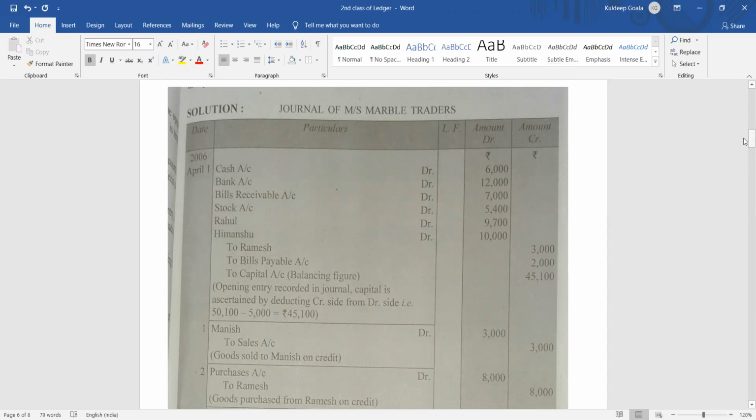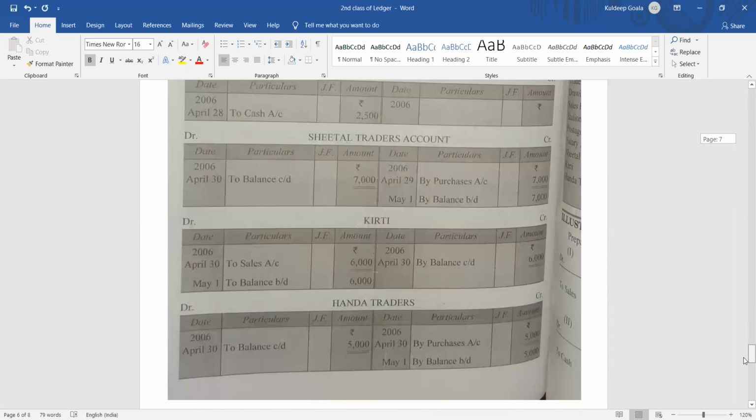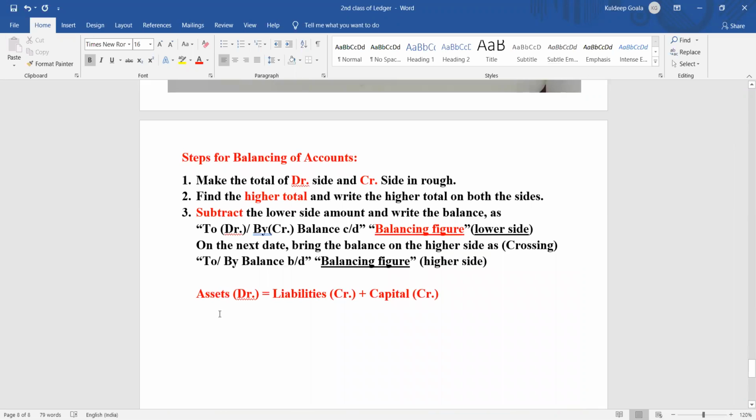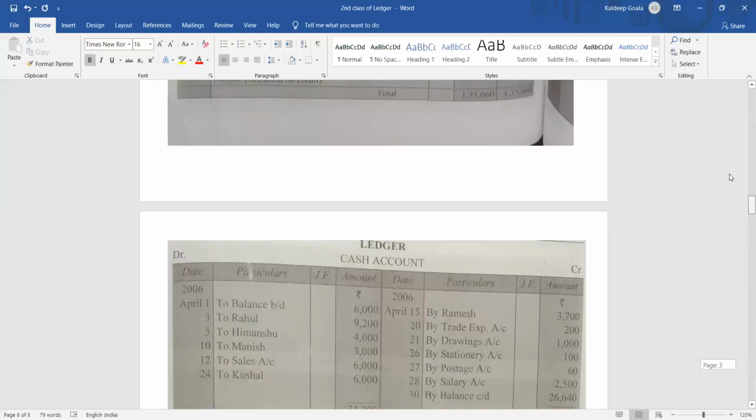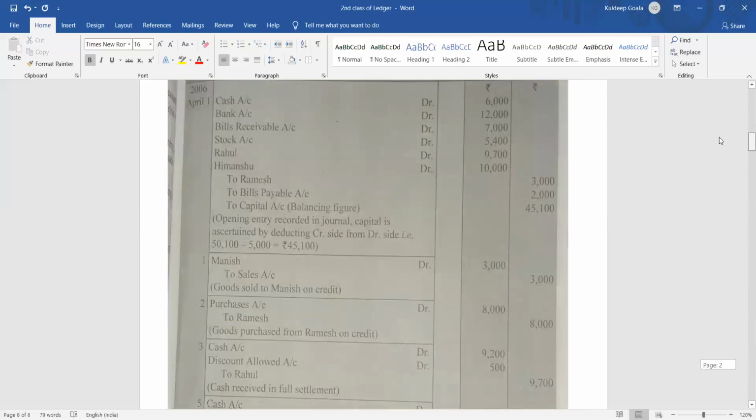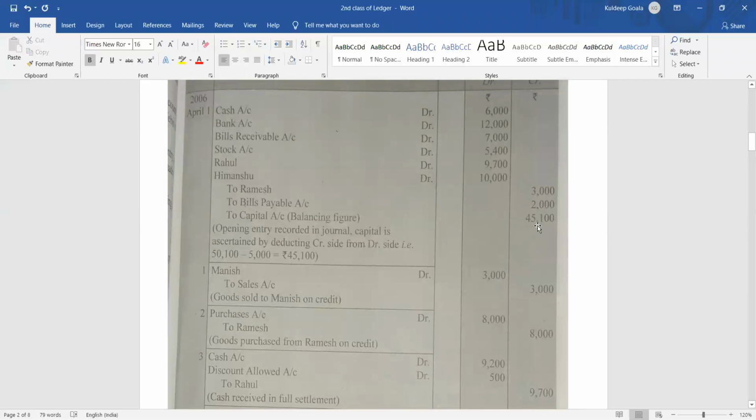Regarding this, I would like to give you a simple formula that is very, very useful and will be used later on also. This is the formula: asset equals capital plus liability. My debit side will always be equal to the credit side, remember. Asset shows debit balance, so my debit balance will always be equal to the liability plus the balancing figure, which will be the capital. That is why in the opening journal entry, we can see that the balancing figure was capital 45,100, right?